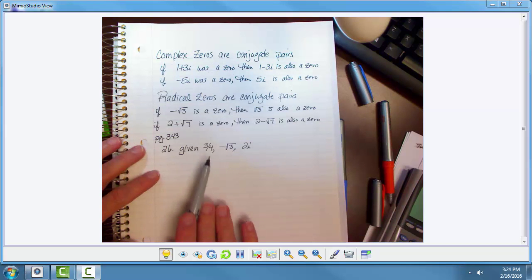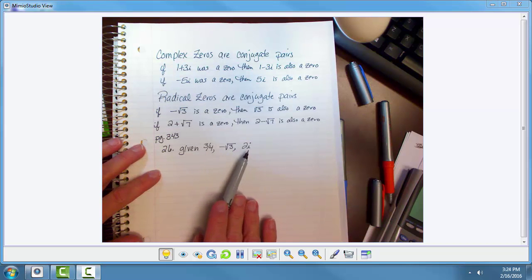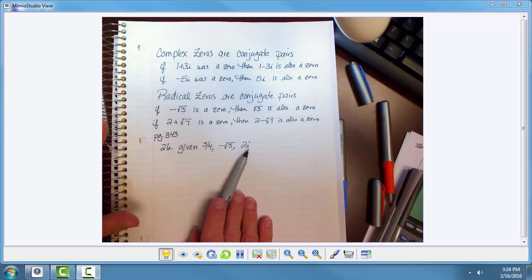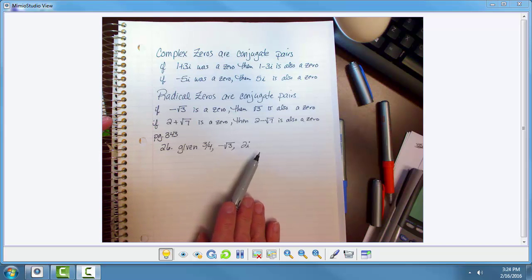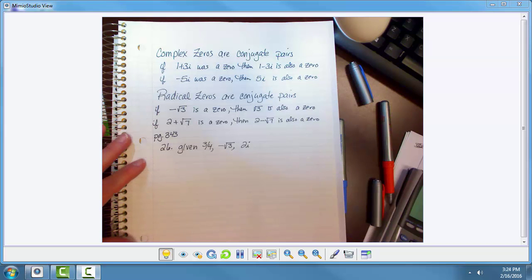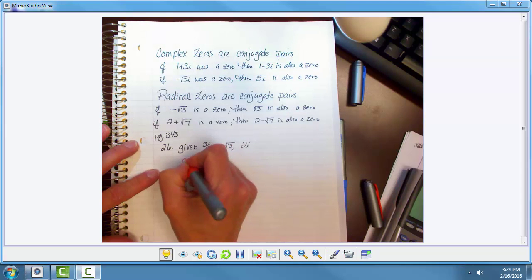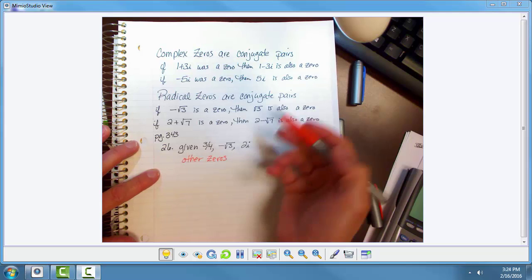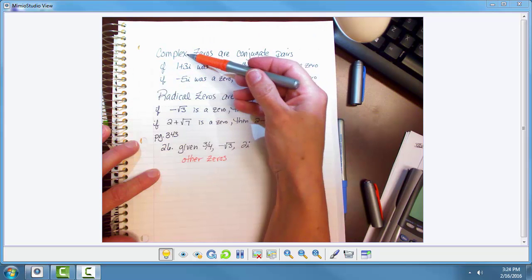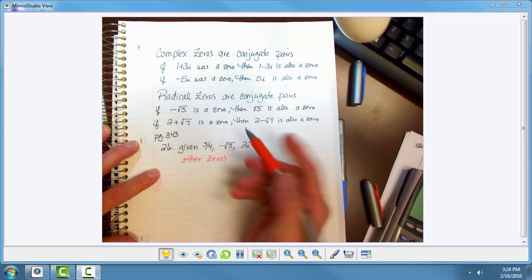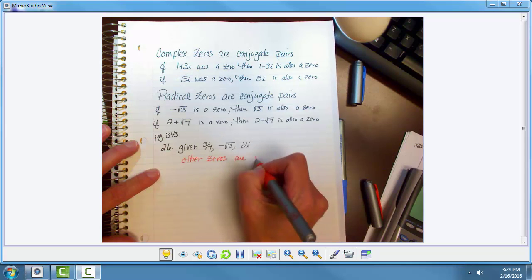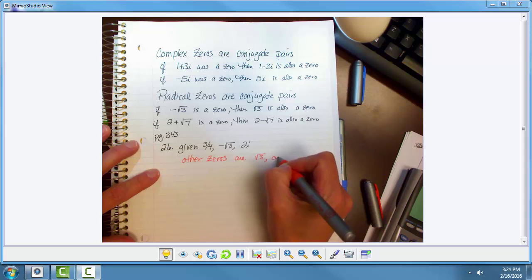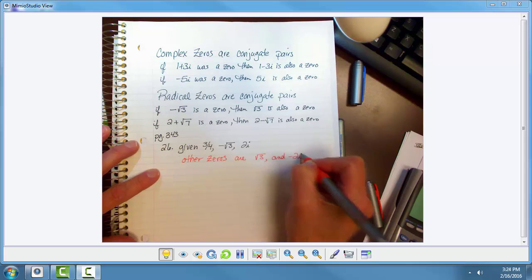So you're given 3 zeros. So if it's degree 5, that means it's got 5 zeros. So you need to find 2 more. So what are the other zeros? Well, remember that your radicals and your complex are in conjugate pairs. So the other zeros are positive square root of 3 and negative 2i.